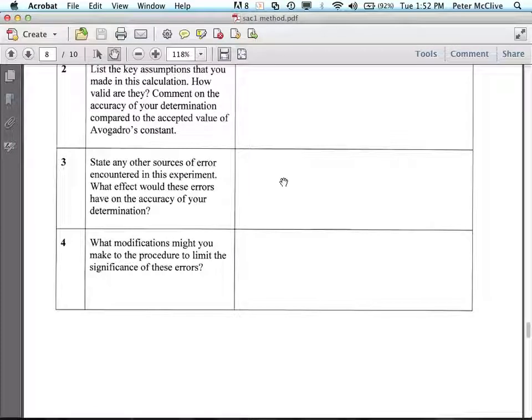Weight. Exactly. How good were your scales? Can you trust them? Sig figs, absolutely. How many places do your scales go to? How clearly can you read the volume, to how many places? So just think about how you're going to modify that. What have we got here?